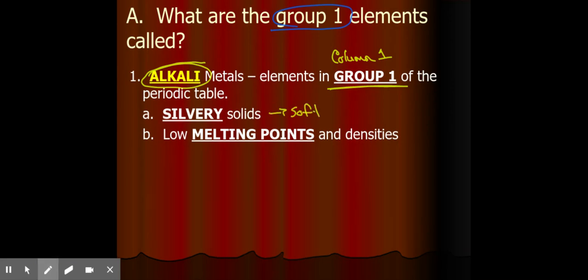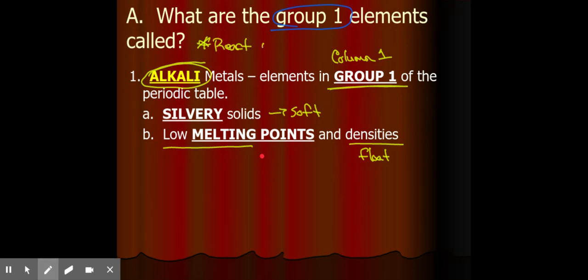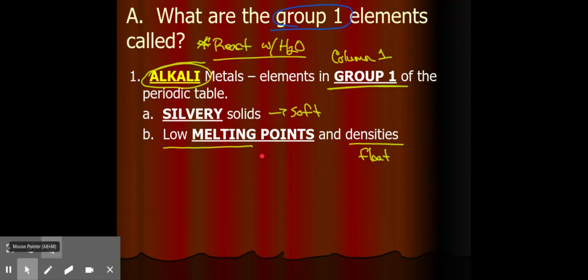They are also known to have very low melting points and densities, which means they float a lot. We'll be doing some review on densities in the upcoming weeks, but alkali metals, group 1: silvery, soft solids with very low melting points and densities. Those are some characteristics that you will want to remember. Now, the other characteristic that we don't have on here, but that you surely will recall, is that they also react violently with water, or H2O. They react very violently, so you might want to remember that. It may help you remember who these guys are.